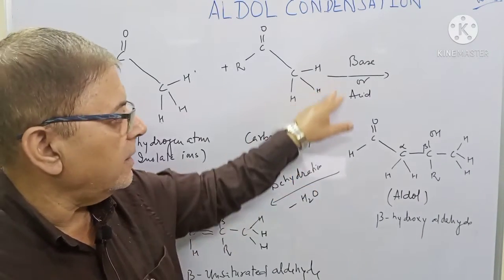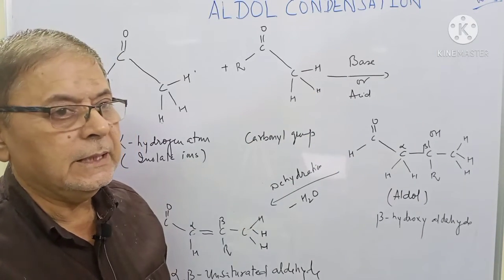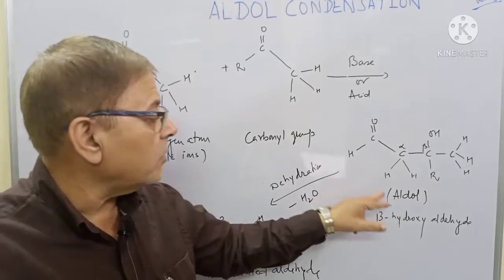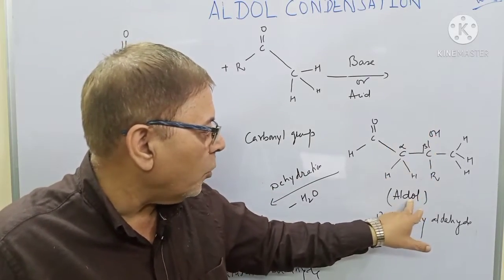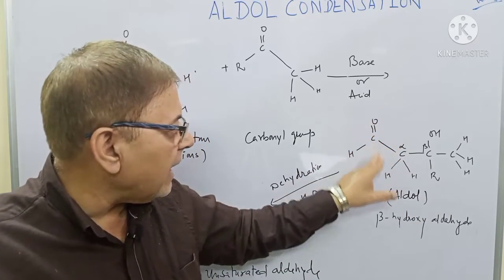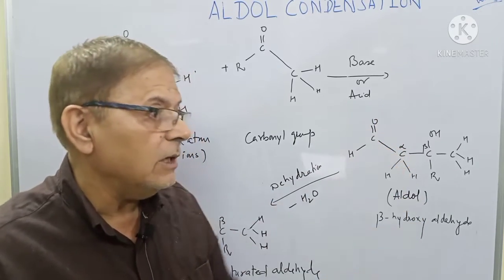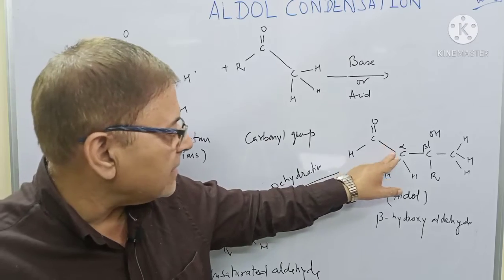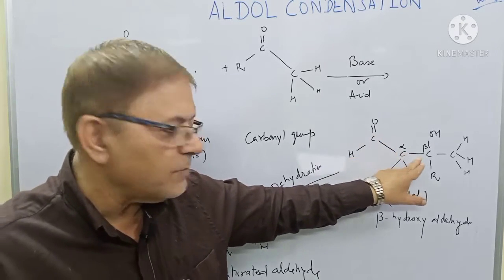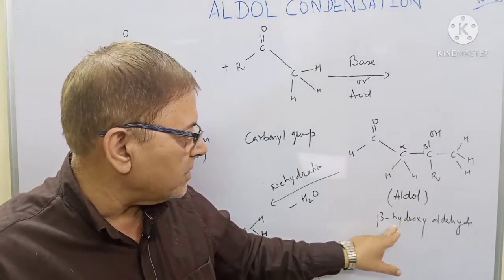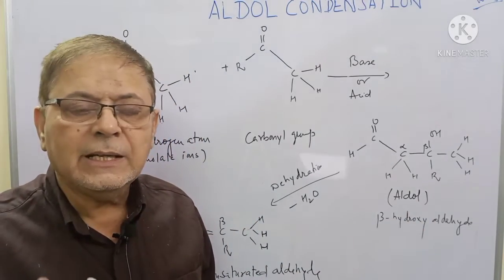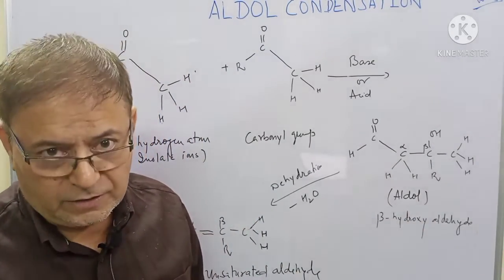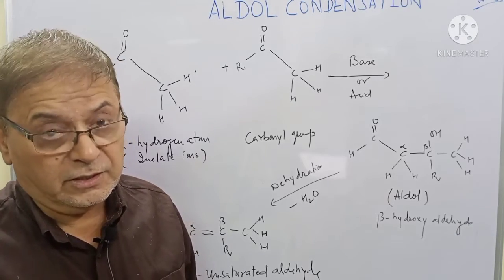In the presence of a base, they give you an addition product called aldol because it has a hydroxy group, an OL group, and an aldehydic group, so it is called aldol. This is the alpha carbon atom to the carbonyl group, this is beta, so it is also called beta hydroxyaldehyde. So basically aldol is an addition reaction. It is not a condensation in the first step.